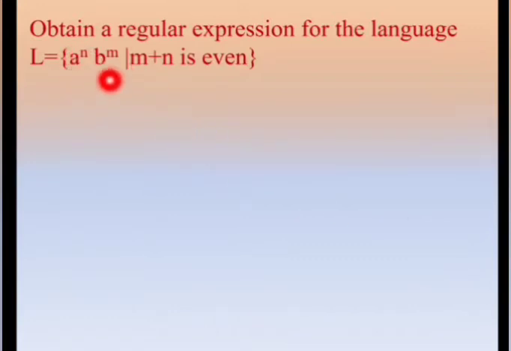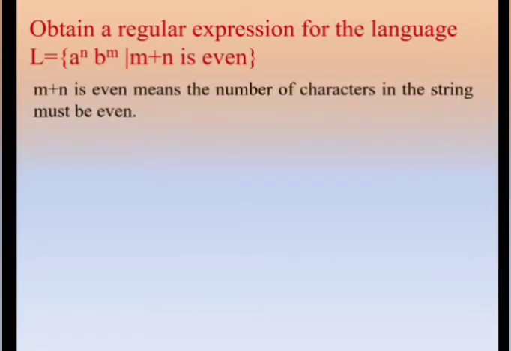The language L consists of strings in which there are n number of a's and m number of b's and a's are followed by b's. The condition m plus n is even means the number of characters in a string must be even. We get even length strings in two conditions. We should add an even number of a's to even number of b's, or we should add odd number of a's with odd number of b's.